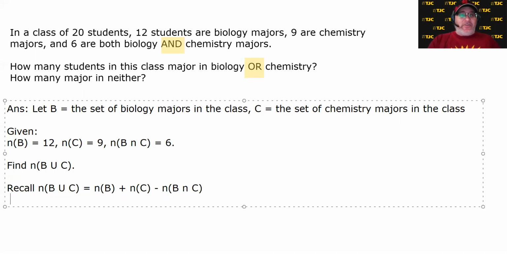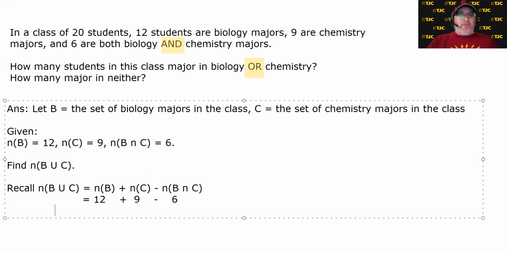We have all these values. We know that there are 12 biology majors. We know that there are 9 chemistry majors. And we know that 6 double major. So what's 12 plus 9 minus 6? Well, 12 plus 9 is 21, but 21 minus 6 is 15.